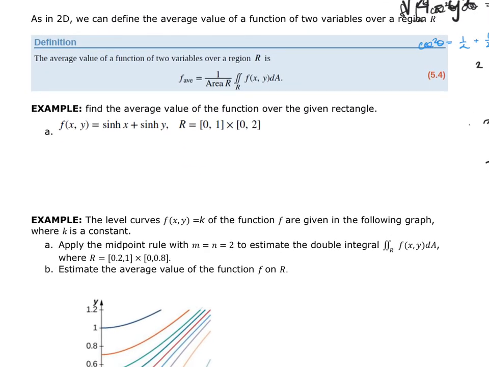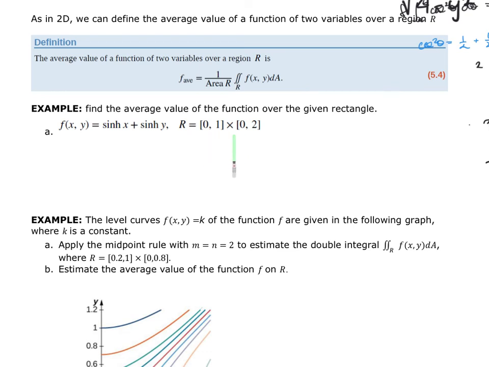Okay, so now what we're going to be looking at is find the average. And just like in one variable, I can find the average of the function. It is going to be 1 divided by the area of the region. So that's just going to be the regular multiplication of the areas, in other words, this length and this length multiplied together.